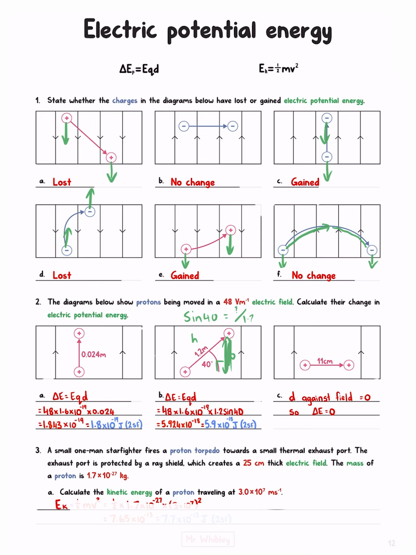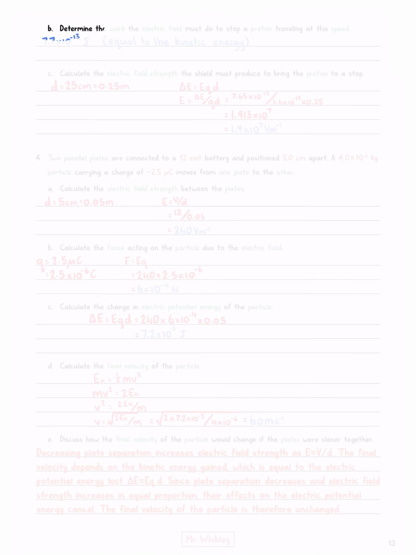We know that kinetic energy is half mv squared, where we know our mass and we know our velocity, which gives us 7.65 times 10 to the minus 13, or 7.7 times 10 to the minus 13 joules to two significant figures. Determine the work the electric field must do to stop a proton traveling at this speed. In order to stop this proton, we need to reduce the kinetic energy to 0, and so the work that we need to do to accomplish this is exactly the kinetic energy that we just found.